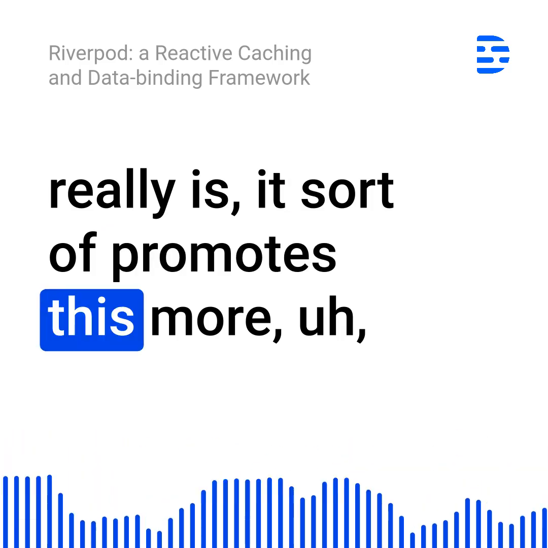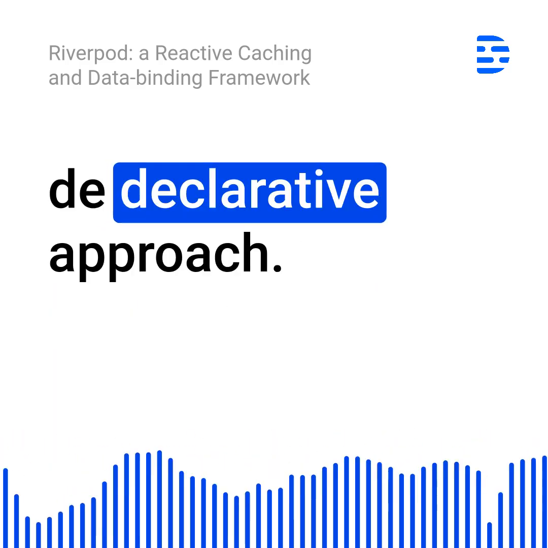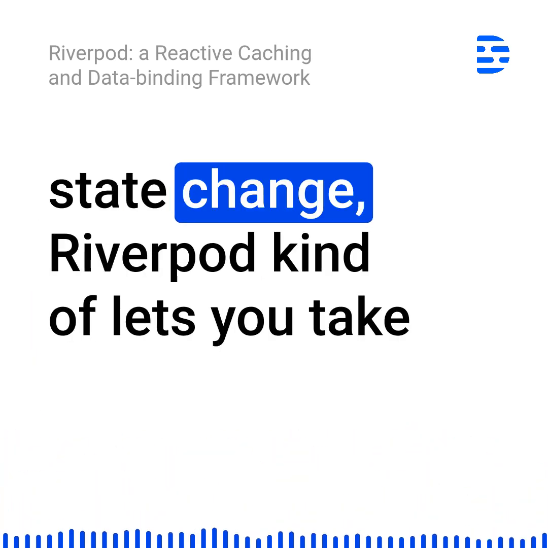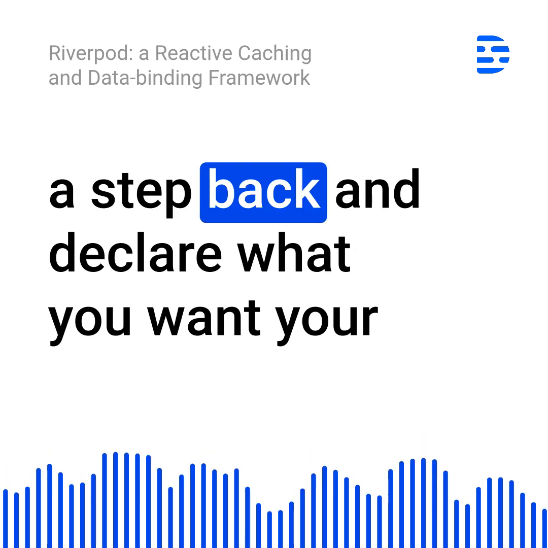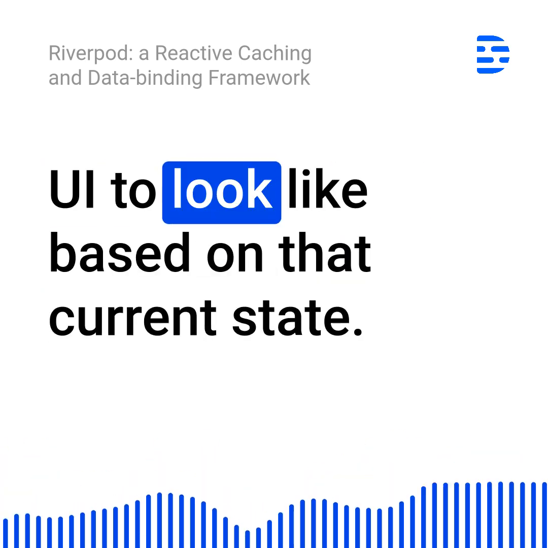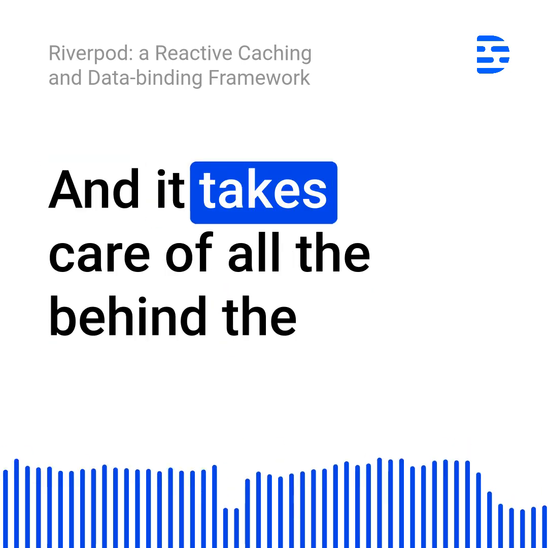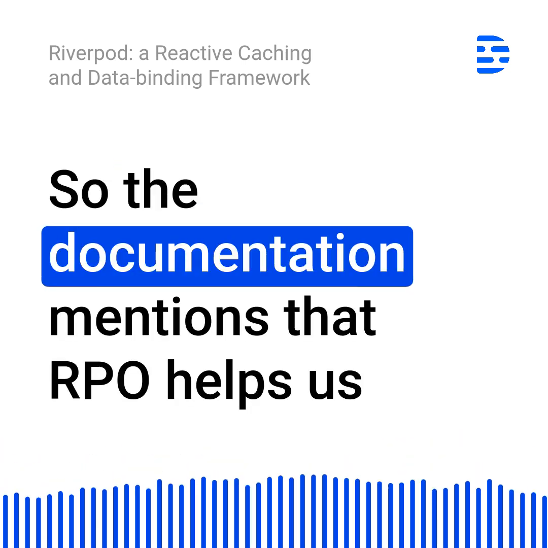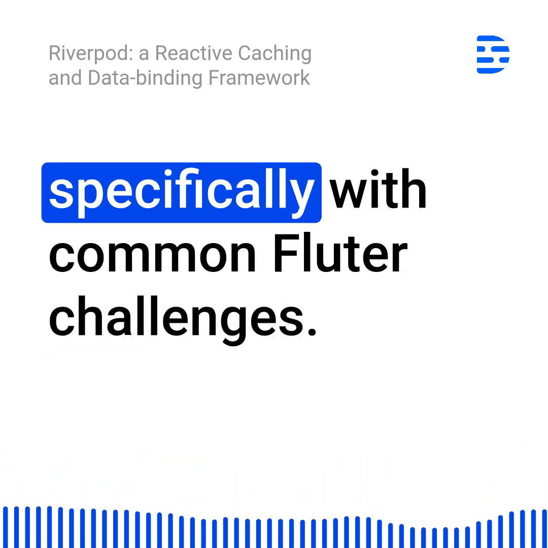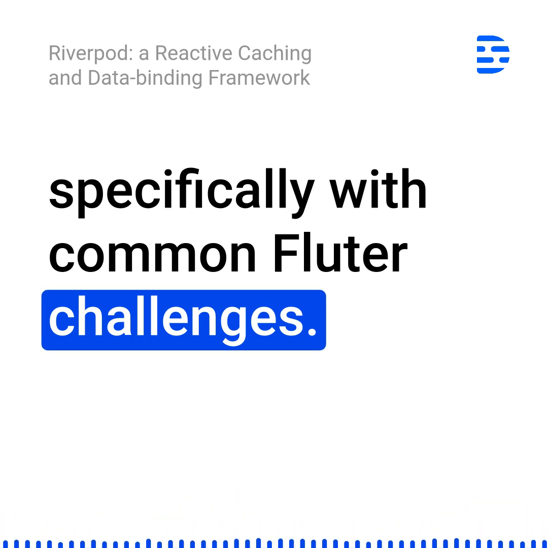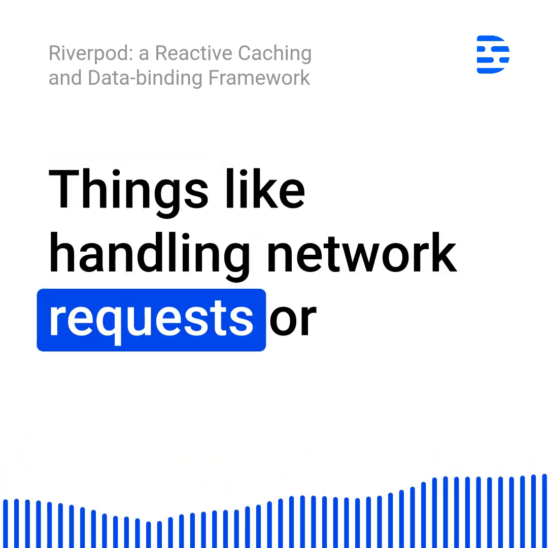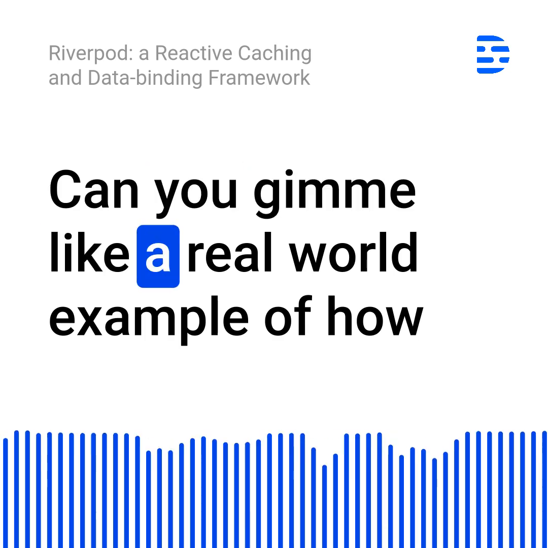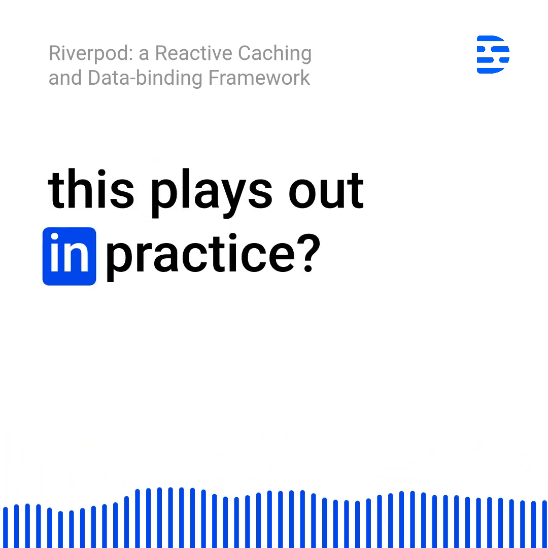It promotes a more declarative approach. Instead of micromanaging every single state change, Riverpod lets you take a step back and declare what you want your UI to look like based on the current state. And it takes care of all the behind-the-scenes work to make it happen. Gotcha. So the documentation mentions that Riverpod helps us specifically with common Flutter challenges, things like handling network requests or dealing with really complex UI patterns. Can you give me a real-world example of how this plays out in practice?